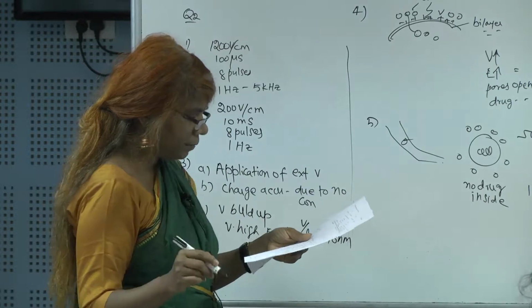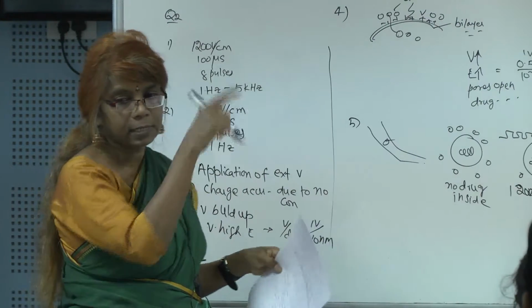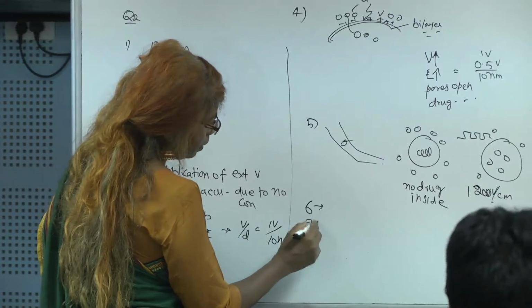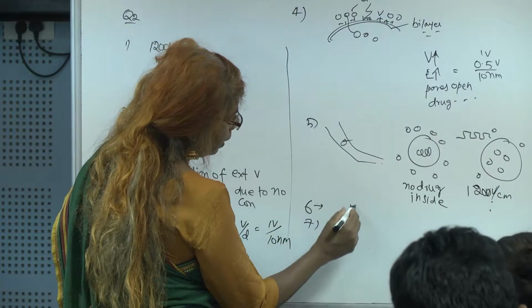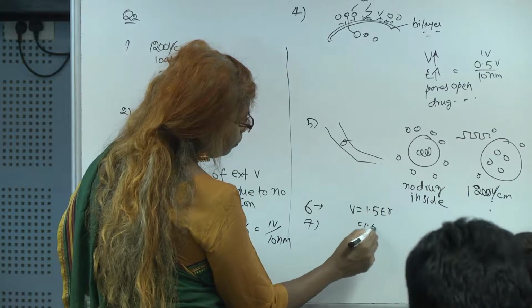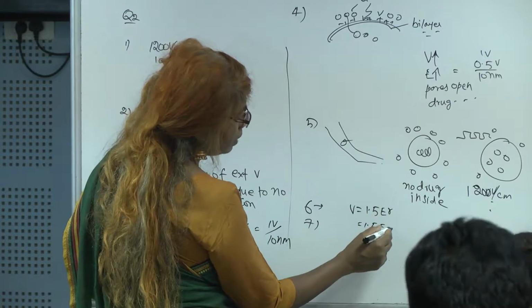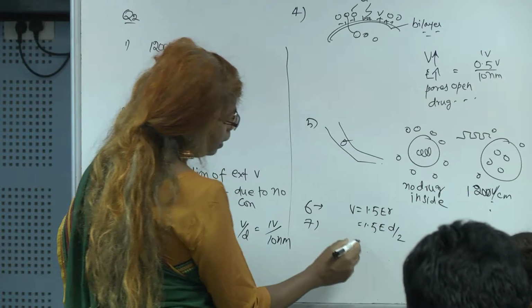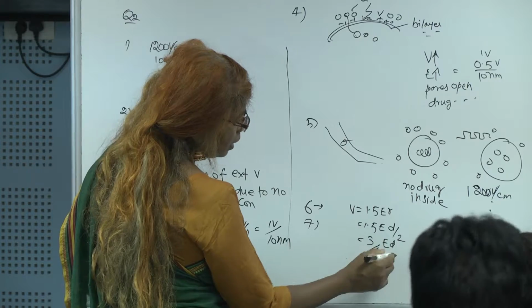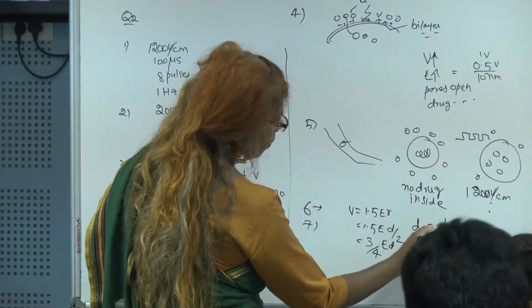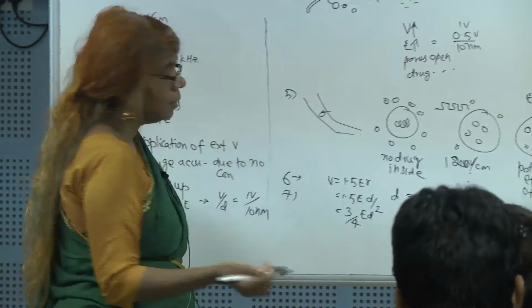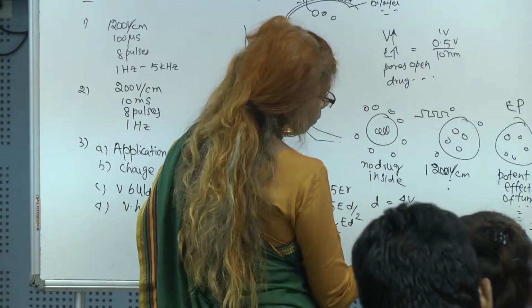We will do 7 first, 8 we will discuss, because for 6 I need the board. 6 we will skip for now. 7 is what? V equal to 1.5 E times R, or 1.5 E times diameter over 2, correct? So it will be 3 over 4 E times D. So D equal to 4 V over 3 E, correct? You have this equation, actually I gave it.